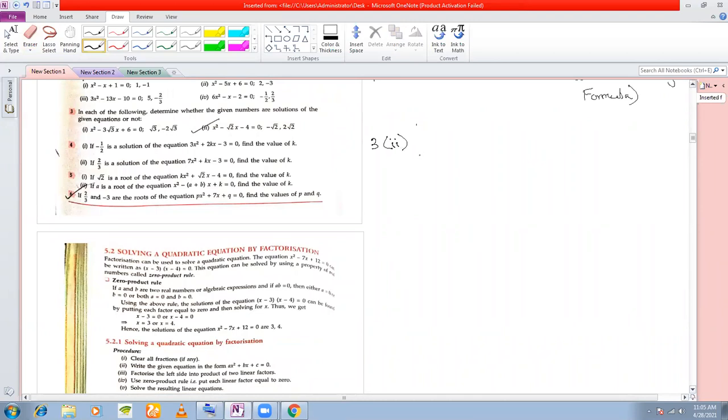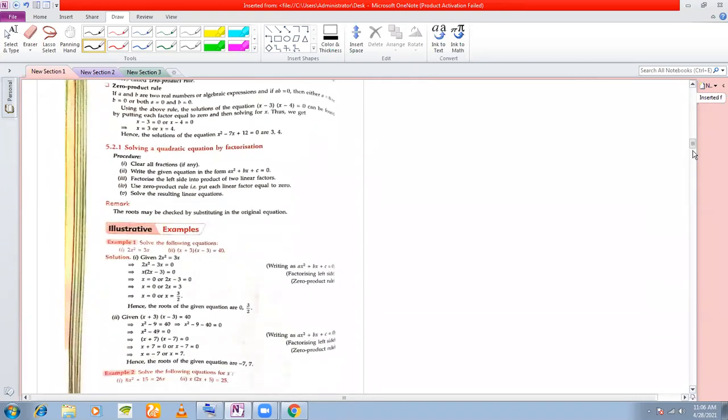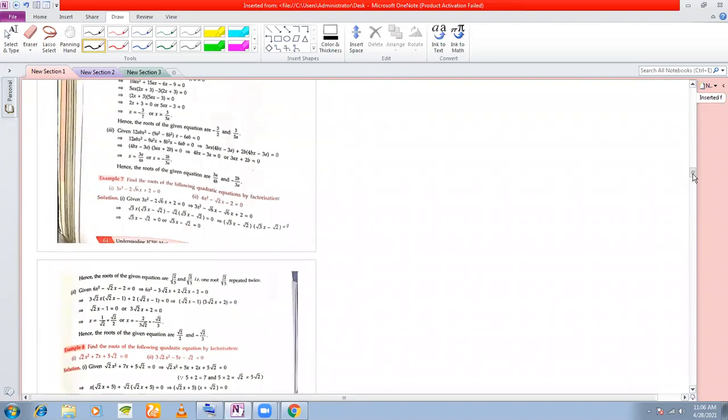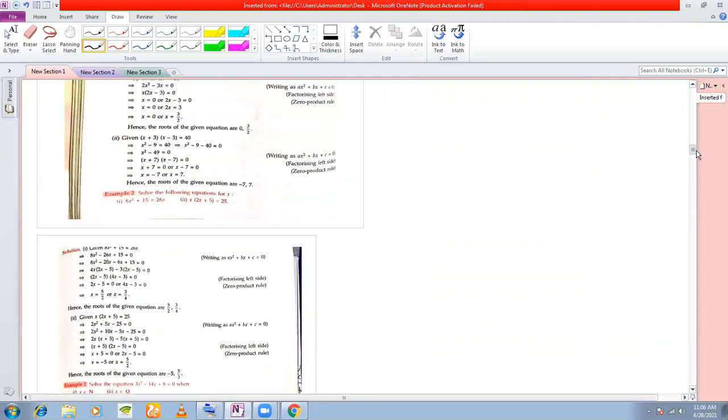The question here is: determine whether the given... let me just write the question. Determine whether... I'm sure if you have the old edition, the numbers will match. But if you have the new edition, the numbers might not match with what I'm doing. So I'll try to write down the questions. If you get your new textbook, you match the question numbers with the new textbook. Okay, so what is the page number? This page number is from the old edition. This is, I think, page number 62.